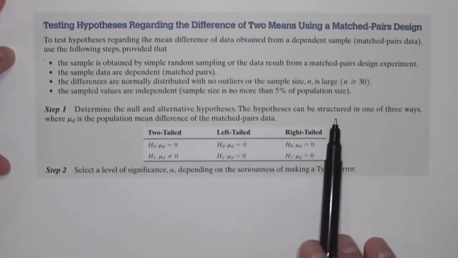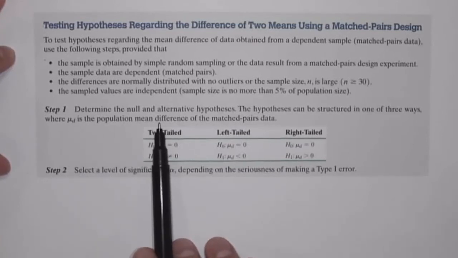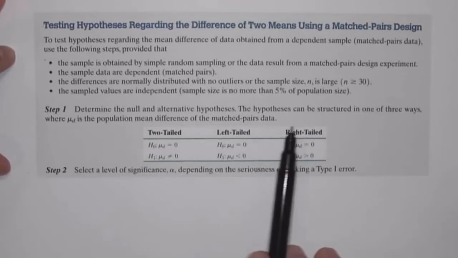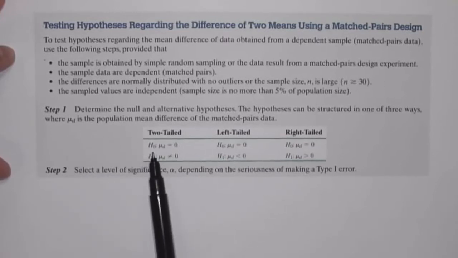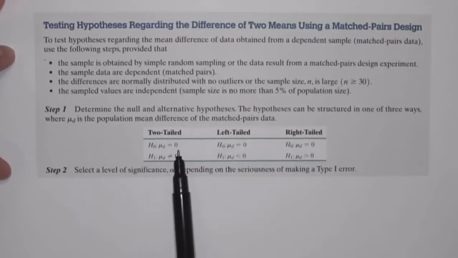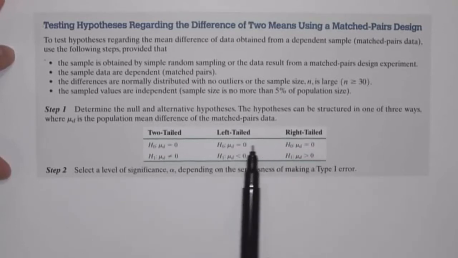The hypotheses can be structured in one of three ways, where mu sub d is the population mean difference of the matched pairs data. So what we're going to do is we're going to find the differences between each pair of data, and so we're going to use that to test mu sub d. So the null hypothesis will be that mu sub d, so again that stands for mu of the differences, equals 0. So what that means is if mu sub d equals 0, that means there is no difference between the matched pairs of data. So that's going to be our null hypothesis.